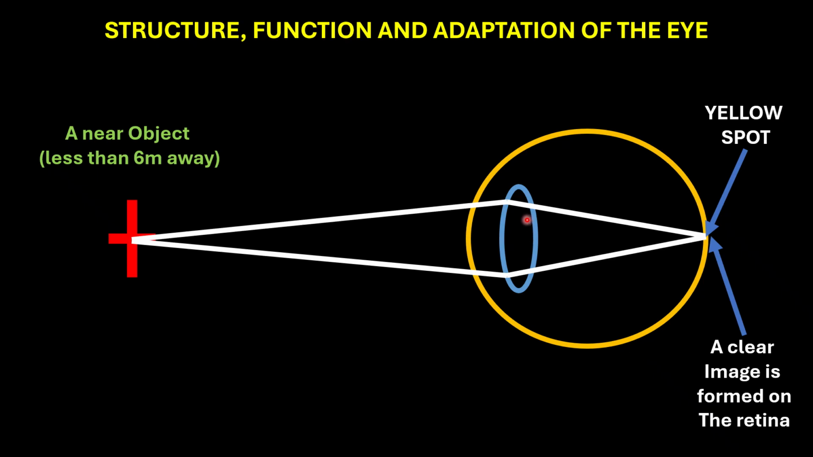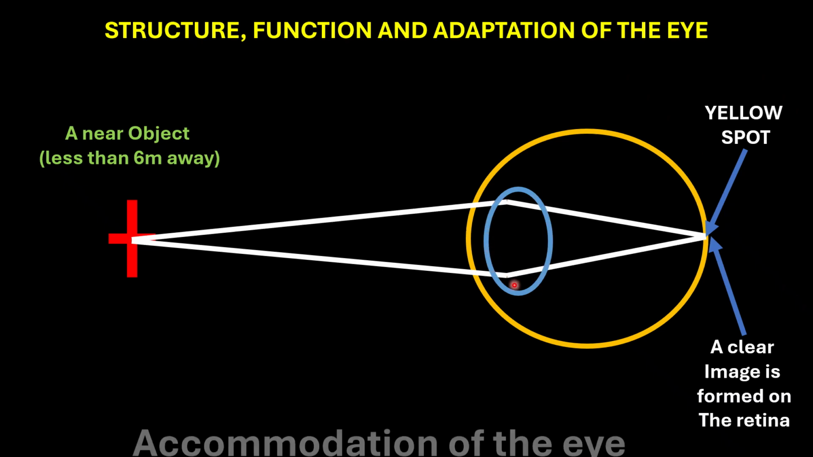And what happened? Check the shape of the lens. This is the previous shape of the lens. Now that the object is closer, if you look carefully, you see the lens becomes bulkier. It becomes more curved.